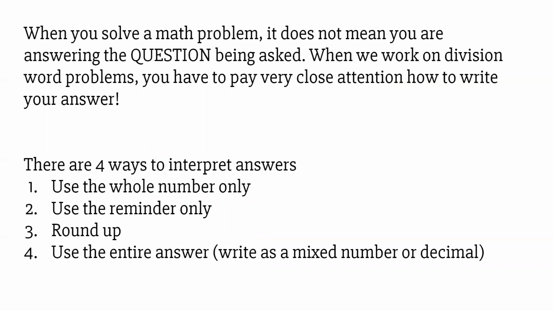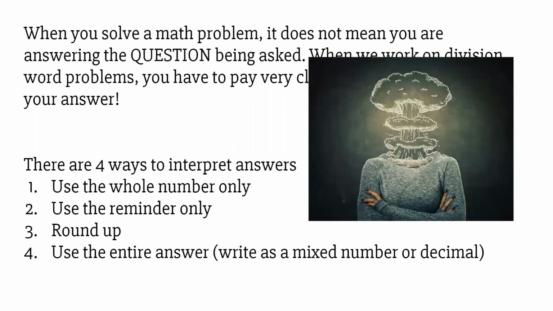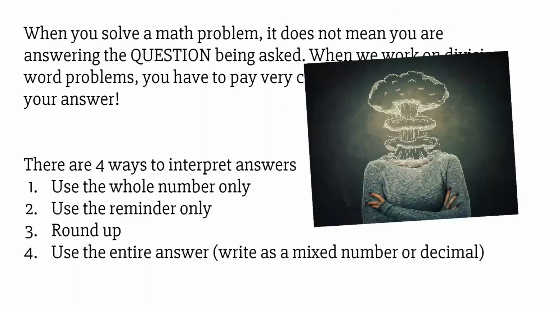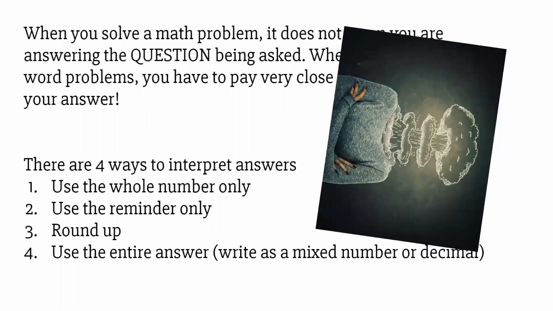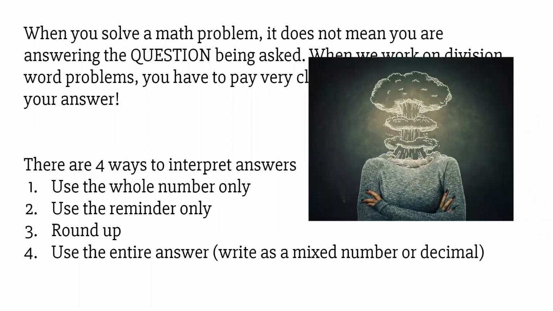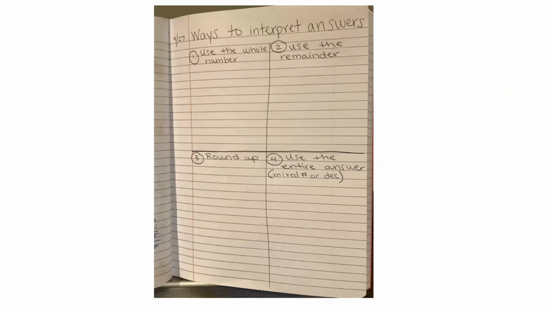There are actually 4 ways to interpret our answers or interpret our remainder. To use the whole number only, to use the remainder only, to round up, or to use the entire answer. And this seems like a lot, I know, but I want you to get out your notebook so we can take some notes on this, and it'll seem a lot less overwhelming. There are 4 ways, so we are going to put our paper into 4 different sections. And just like I did, I labeled each section. So that way I could take notes in the appropriate box.